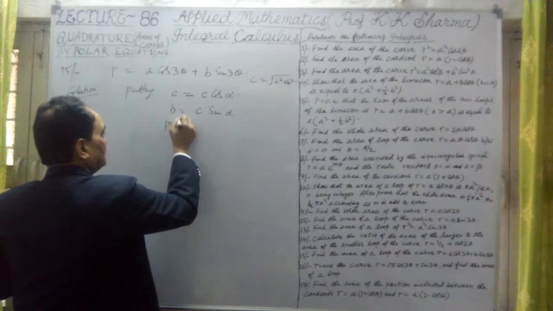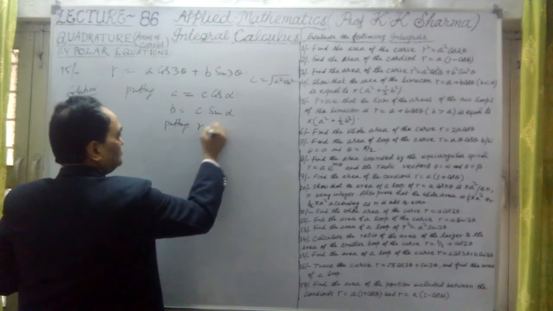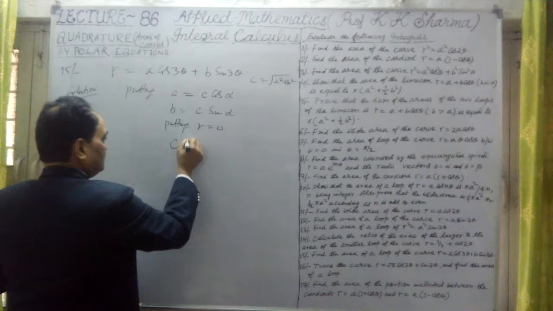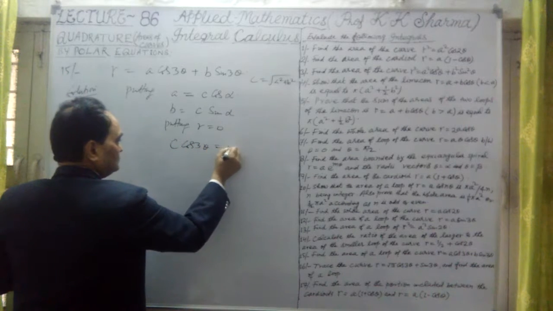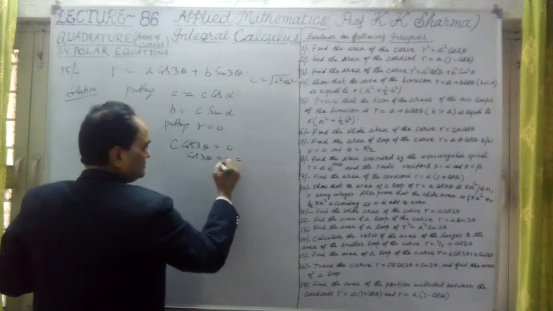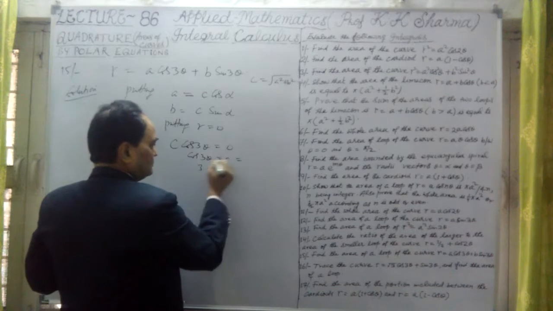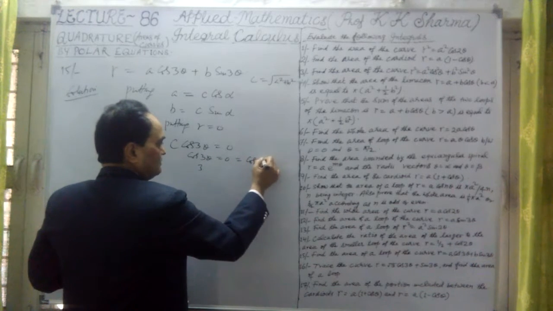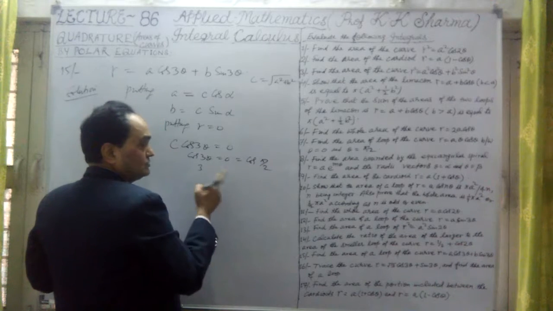Putting r equal to 0, we get C into cos 3 theta equal to 0. Cos 3 theta is equal to 0. That means plus minus 3 theta equals pi by 2, because cos pi by 2 is 0.